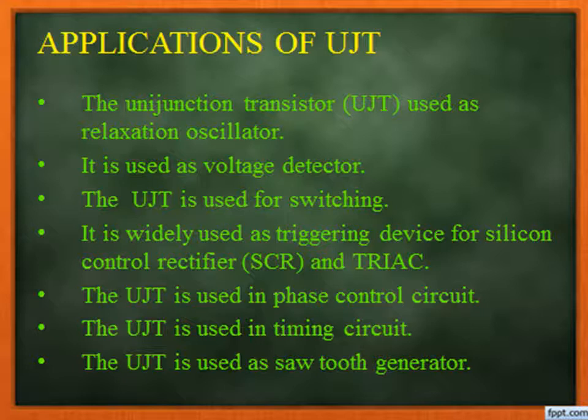The UJT is used in phase control circuit. It is used in timing circuit. It is used as sawtooth generator. So this was all about the construction, working, advantages and applications of UJT.